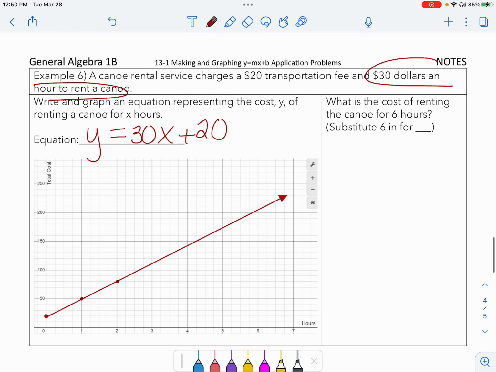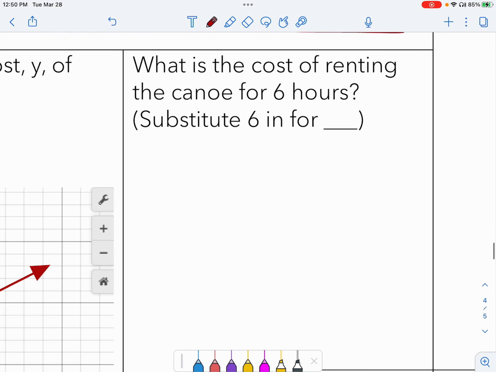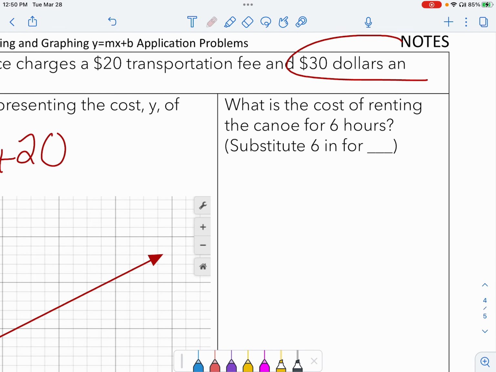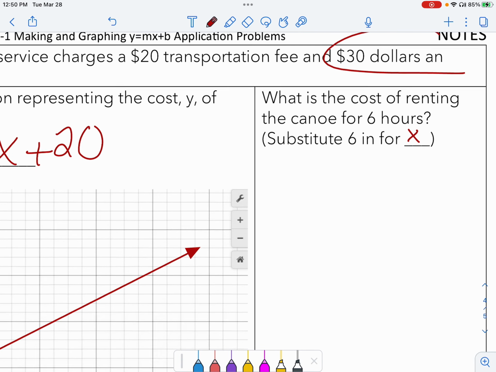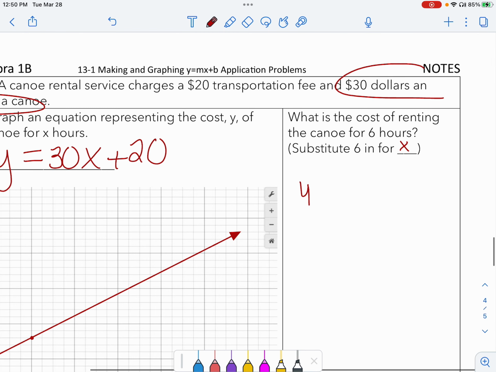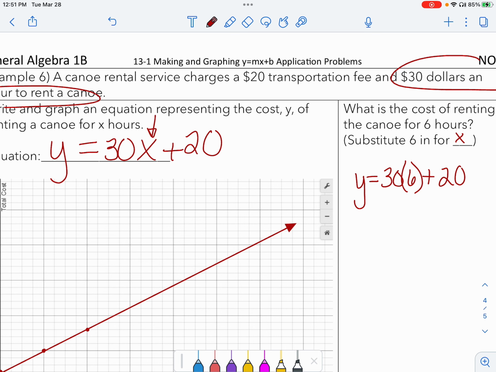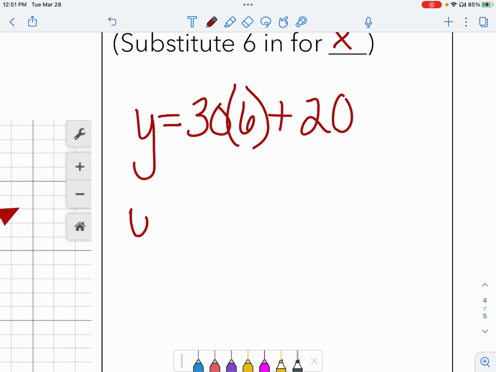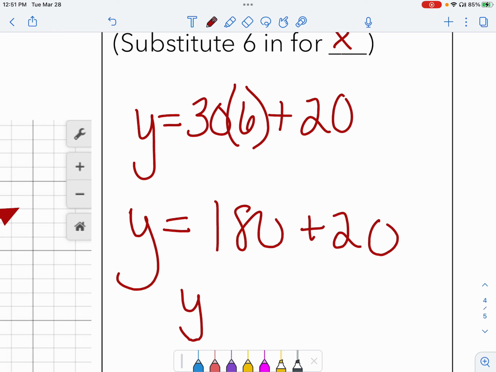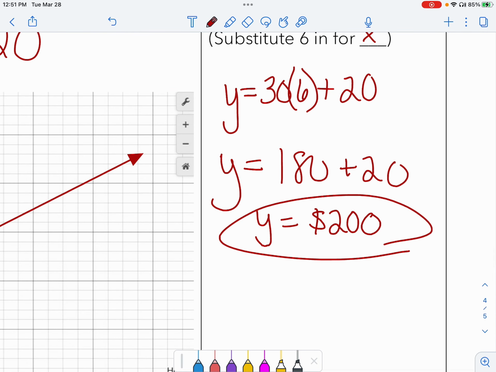All right, what is the cost of renting the canoe for 6 hours? Substitute 6 in for h, but we're actually not using h, are we? We're actually using x this time. So that's going to be y equals 30x plus 20. But please, this time, take away the x because that is the x value this time, not the y value like last time. And that can go straight into your calculator. You can take it in 2 steps, and you end up getting $200 for 6 hours.